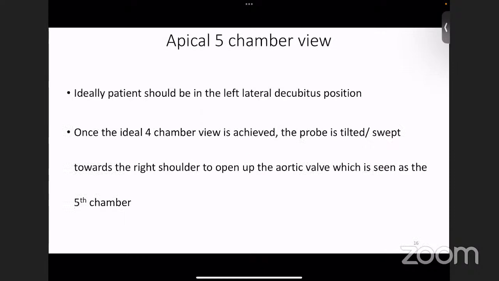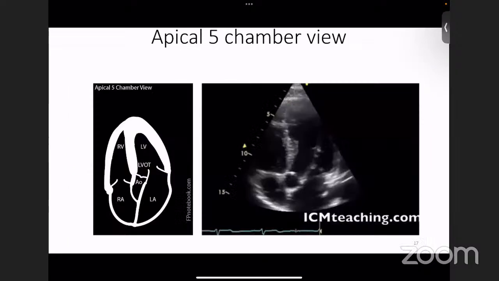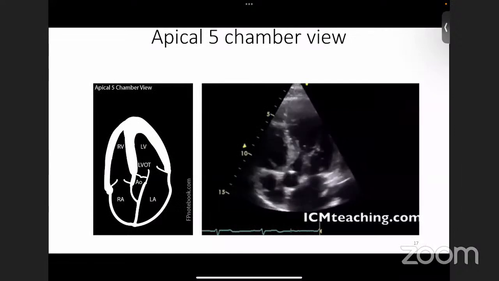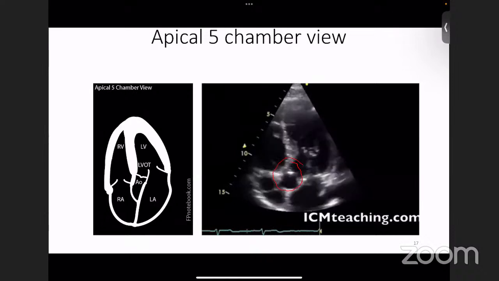Once you get the ideal apical 4-chamber view, you have to tilt the probe a little bit towards the right shoulder to open up the aortic valve, which is seen as the 5th chamber. So the 5th chamber means the aortic valve and the aorta. The image is almost like a 4-chamber, but you have tilted the probe, and see, this is how you have opened up the aortic valve. And here actually you can see there is an aortic stenosis because the aortic valves are not moving independently.